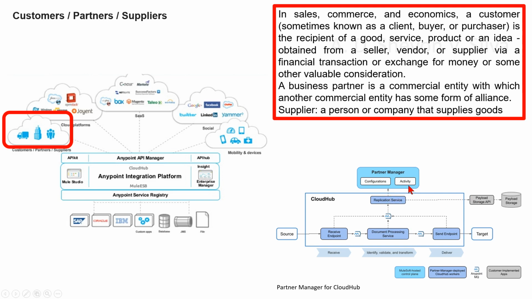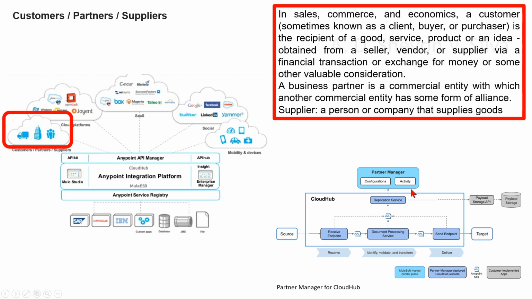Configurations and activity are in Partner Manager. The replication service is connected to the payload storage API. The payload storage API is connected to payload storage. Here the send endpoint is connected to the target. Here you can see in parallel the receive here, and identify, validate, and transform. Here the deliver.